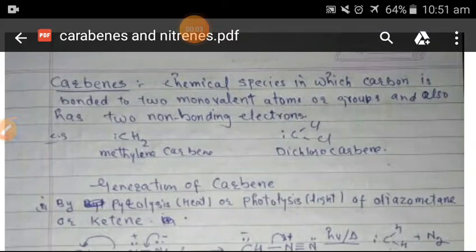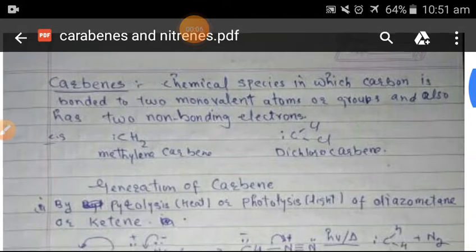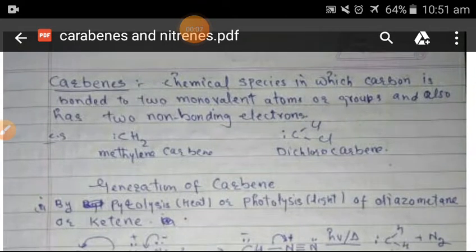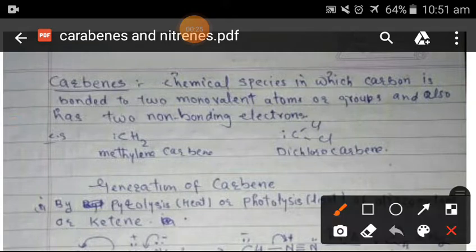Today we are discussing one of the important topics, that is reactive intermediates. As we have already discussed some of the reactive intermediates, carbocation, carbanion, or free radicals, these carbenes are also short-lived intermediates formed during chemical reactions.